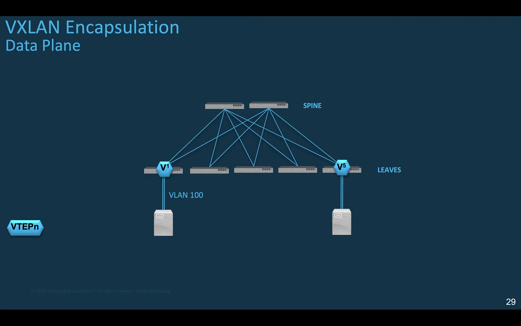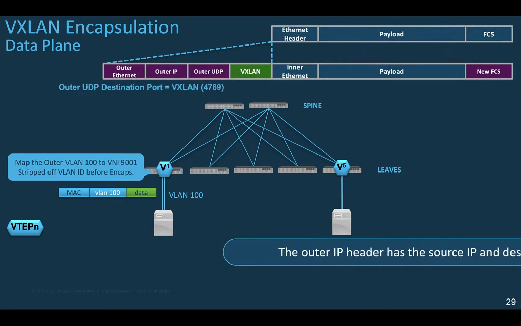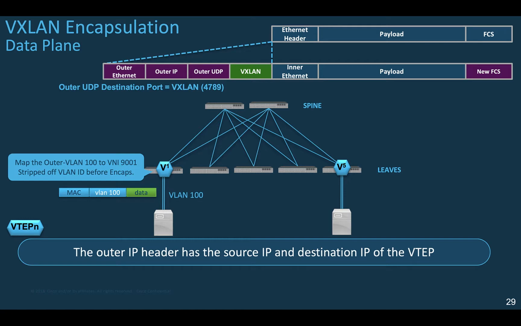A VTEP is required on each leaf node where the .1Q handoff is initiated. In this example, the host is attached to leaf 1 using VLAN 100. The VTEP maps the outer VLAN 100 to the VXLAN ID 9001. The VTEP strips off the VLAN tag before encapsulation and adds in the outer header the source IP address of the local VTEP, what we call the ingress VTEP, and the destination IP of the egress VTEP, the next layer 3 hop where the destined endpoint has been learned.